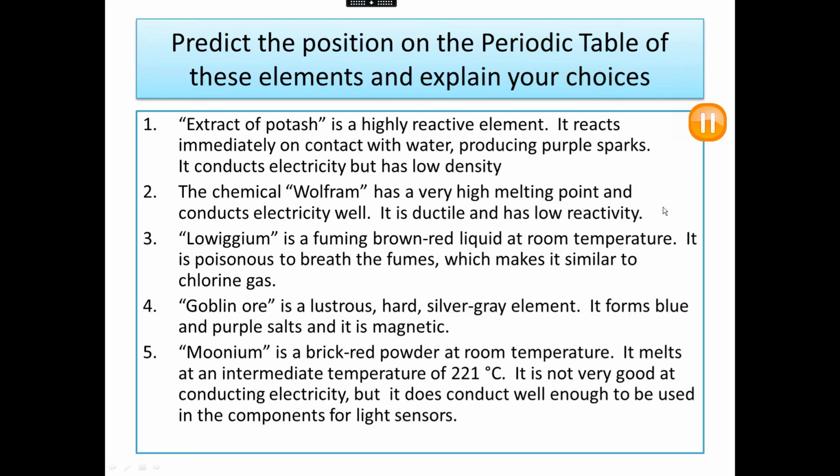What do you think these elements might be? Where might they be on the periodic table? Are they transition metals? Are they in group 1? Are they in group 7? Are they noble gases? Is it a metal? Is it a non-metal? Try and look at the properties and decide as much as you can, what do you think that element is? It's a prediction, so you might be not completely right or partly right. Just see if you can figure it out.